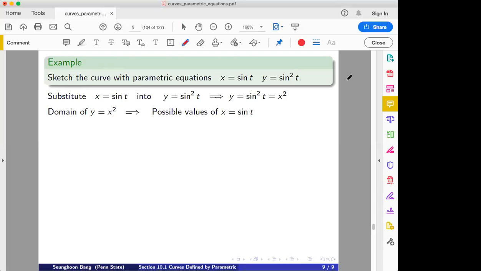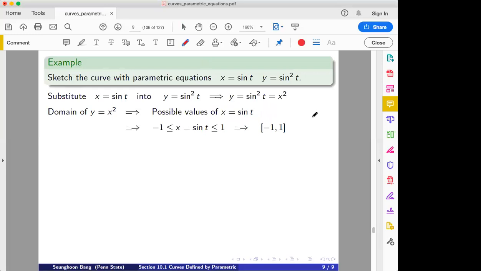What's the domain of y equals x squared? So how can you find it? Yes, -1 to 1. It's good. -1 to 1, because x equals what? Sine of t. This is the reason. x equals sine of t. The sine function is always between -1 and 1. This is the domain. The domain is -1 to 1.